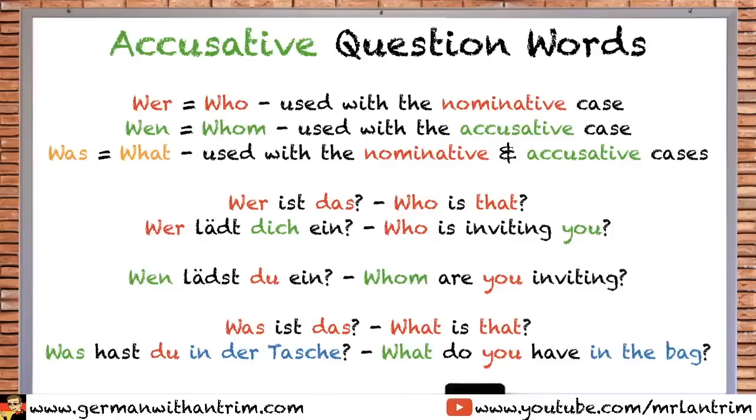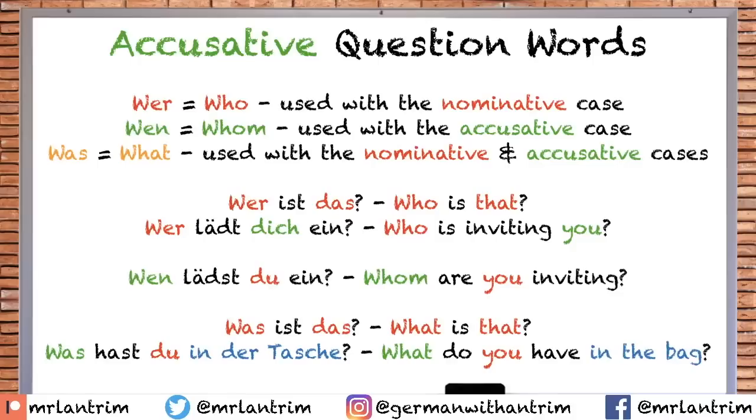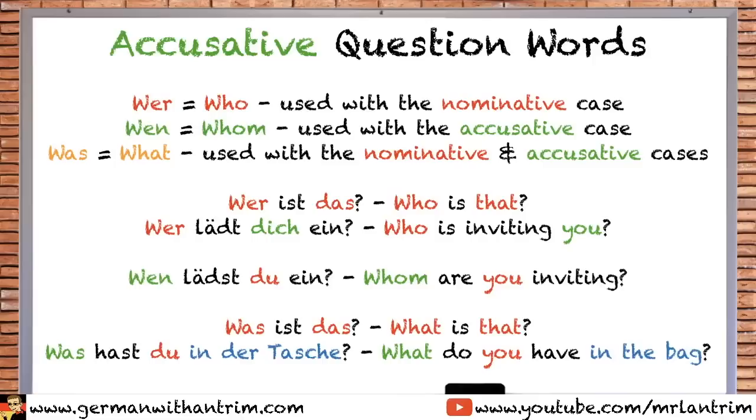You are the one that has something in that sentence, and the something you have is what? That question word is the thing being acted upon, and therefore that's accusative that time. So when you answer this question, what you replace what with, the answer to the question, is accusative. So, ich habe einen Kuli in der Tasche. I have a pen in the bag. That's accusative.